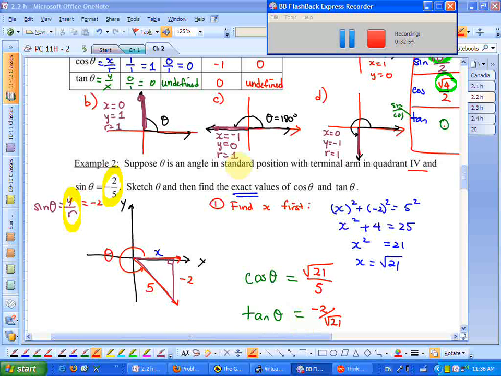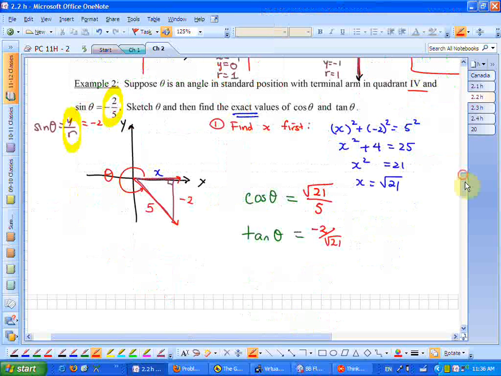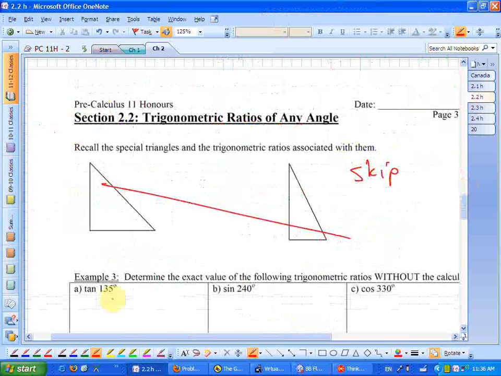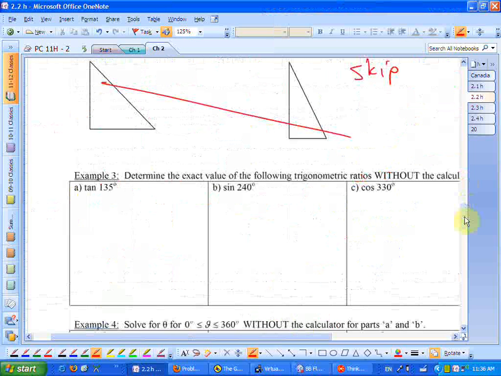Let's skip that special triangle stuff because we've done that enough already. And let's actually do one of these questions here, example number 3. I'm only going to do one of them, and I think I'm going to stop. Just skip the top part. We're going to do example number 3. Now, ladies and gentlemen, once again, there is a non-calculator and a calculator portion of the test. This is going to be a question that you can see on the non-calculator portion.